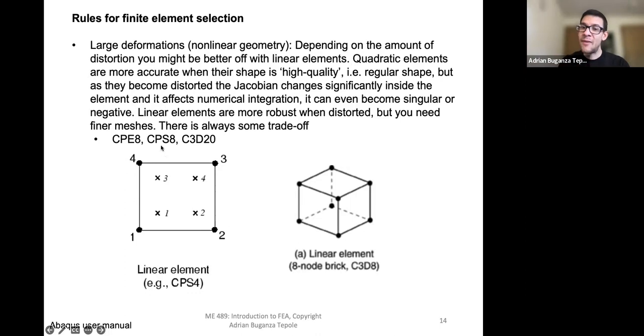Depends on how much distortion you will have. They are a little bit less robust compared to linear elements. So linear elements are just a little bit more robust when distorted. So again, this is only applicable to large deformation problems. So there's always some trade-off. Linear elements, very robust. They don't have that much distortion. They are stiffer. You need larger meshes. On the other hand, quadratic elements, they have more flexibility, but if you have bad shape, if they distort a lot, then you lose accuracy. So some trade-off between the two.